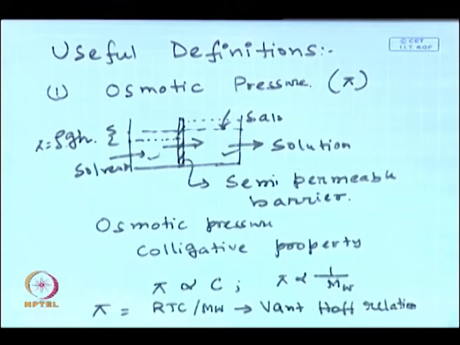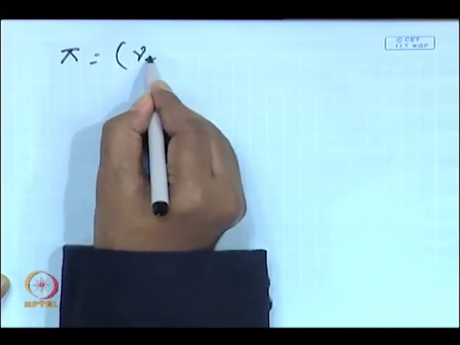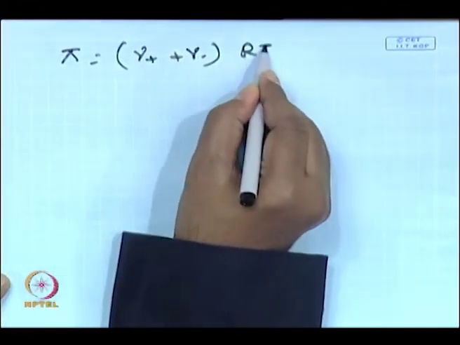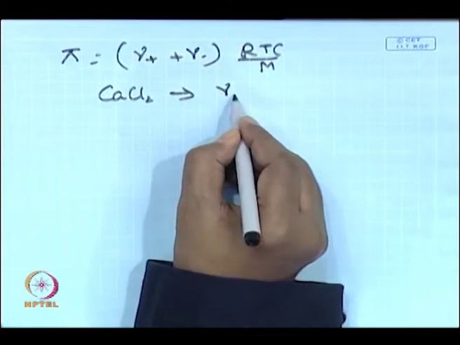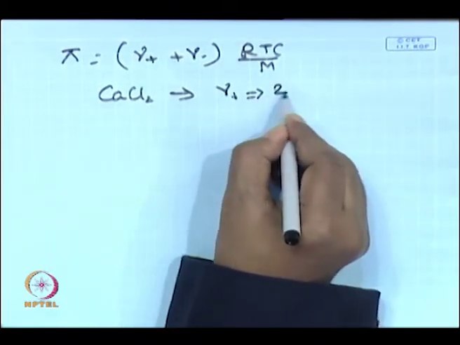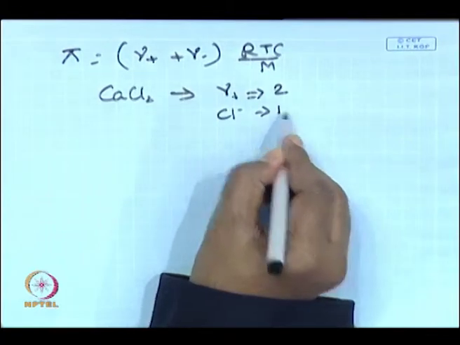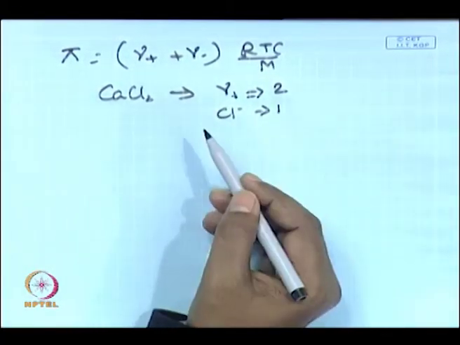Okay. Now, it has been observed that for the salt solution, this is for the monovalent salt. For the divalent salt, I will let you know the relation for divalent and higher valent salts. It is basically pi is equal to (nu plus plus nu minus) RTC by m. That means for CaCl2, the valency nu plus is 2 and chloride nu minus is 1. So you will get an osmotic pressure that is slightly higher.